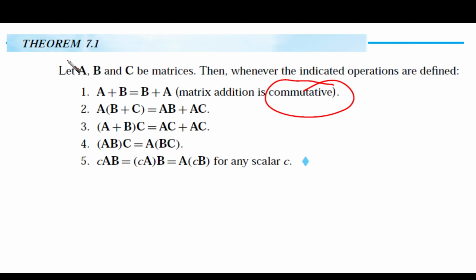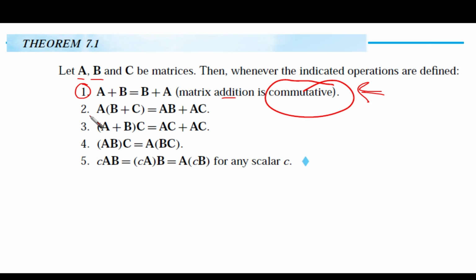Okay. Now, we are going to find that if we have A, B, and C matrices, then whenever the indicated operations are defined, the first property is A plus B equals B plus A. So matrix addition is what? Exactly, commutative. Okay, take care of this. It is commutative for the addition. Okay, but for multiplication, not necessarily the case.